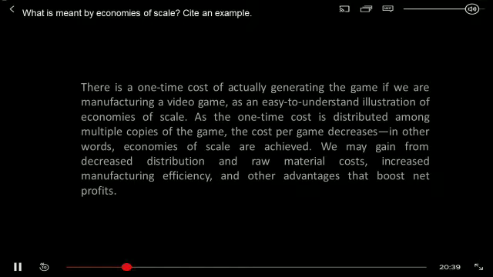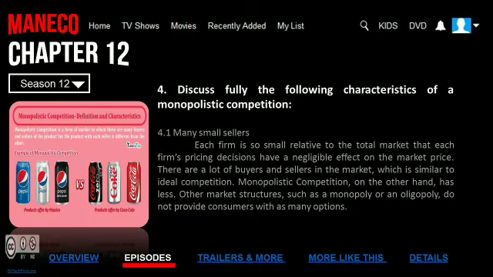So as the one-time cost is distributed among the multiple copies of the game, the cost per game decreases. So in other words, the economies of scale are achieved because we may gain from this decreased distribution and raw material cost, and we increase the manufacturing efficiency and other advantages that boost the net profits.